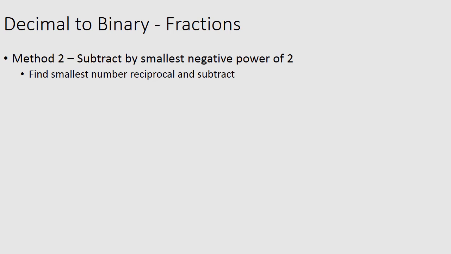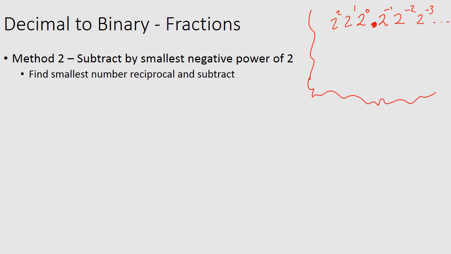Okay, so the second method is subtracting by the smallest negative power of 2, and that is kind of a mouthful. With numbers to the left of the decimal place, the powers are positive, so the first digit is 2 to the 0 in binary, then 2 to the 1, 2 to the 2. However, as you move to the right of the decimal place, it is negative. The first number is 2 to the negative 1, then 2 to the negative 2, 2 to the negative 3, and so on.